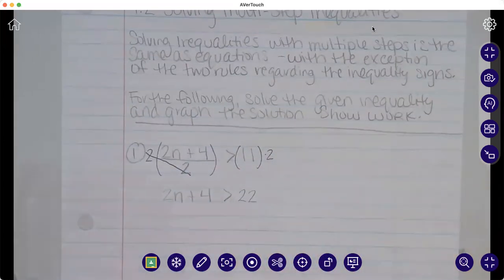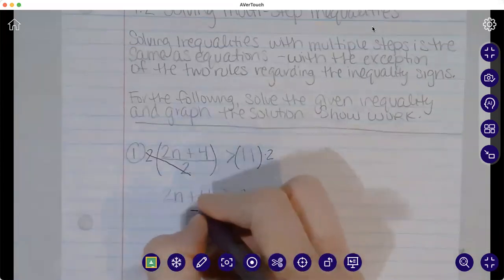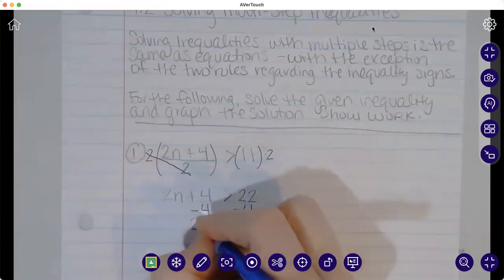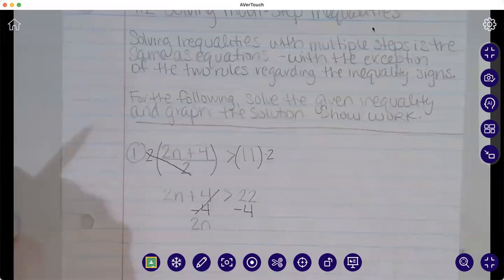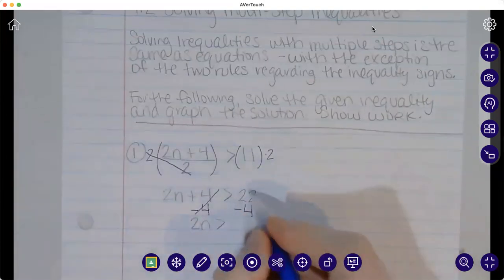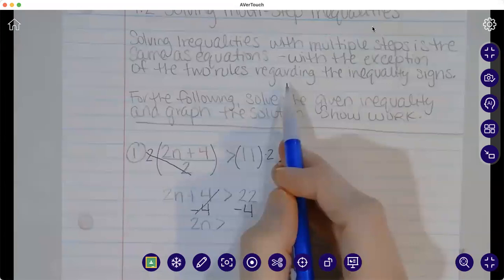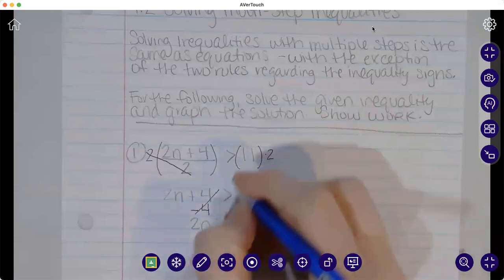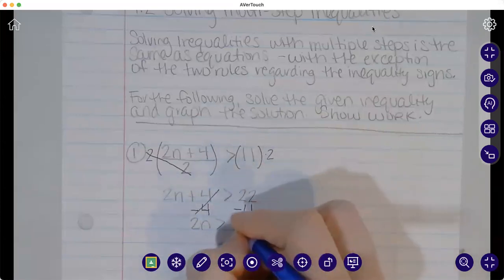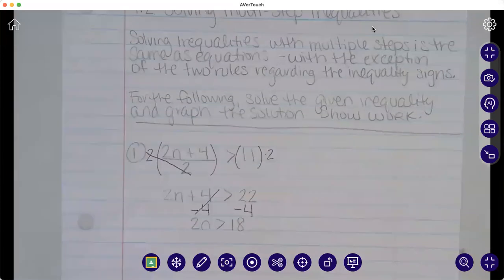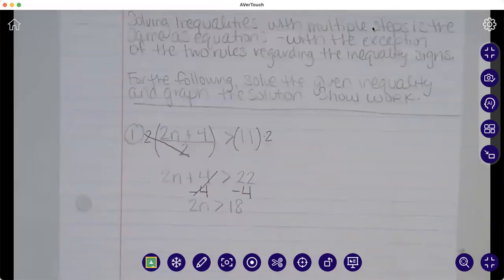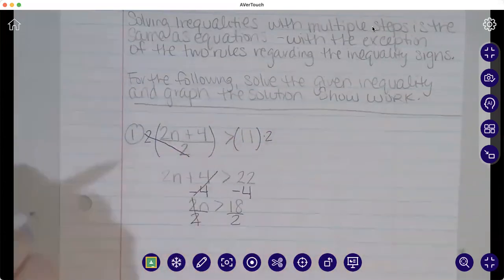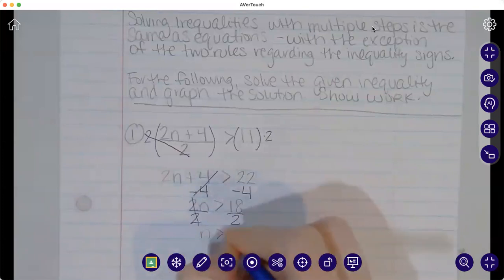Then we proceed and keep going. From here, we're going to subtract 4 from both sides. And again, the rules only affect the inequality signs when we're multiplying or dividing by a negative. This is just subtraction, so my sign is going to stay the same. So 22 minus 4 is 18. Getting closer to isolating. Then we're going to divide by 2 on both sides. And n is greater than 9.